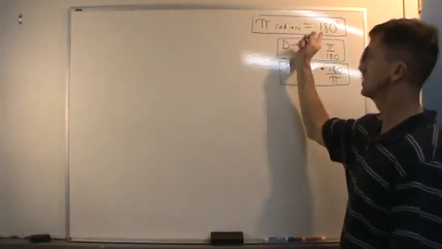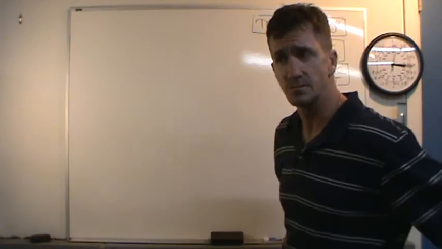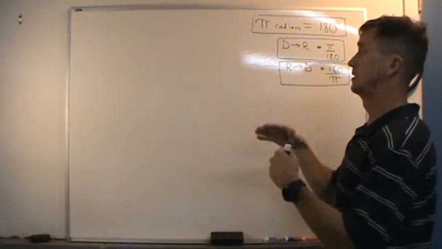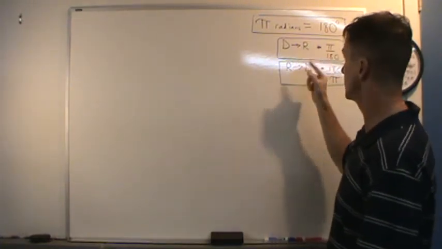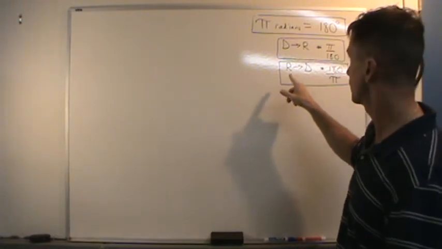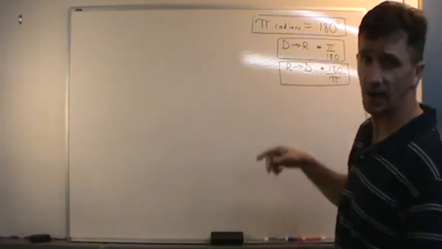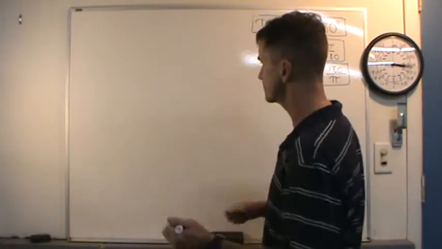Pi radians is equal to 180 degrees. And so if we have to convert from degrees to radians, we just multiply by pi over 180. And if we wanted to convert from radians to degrees, we multiply by 180 over pi. So let's do some examples.